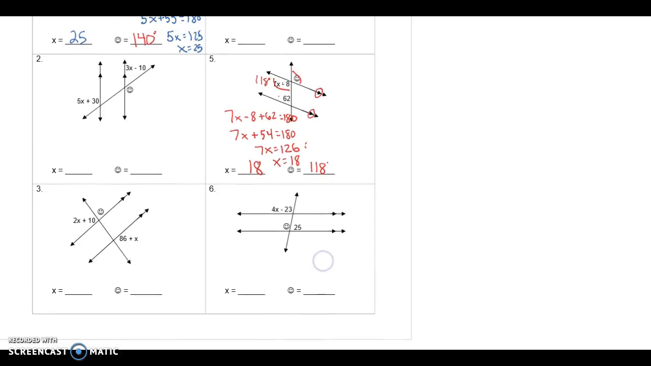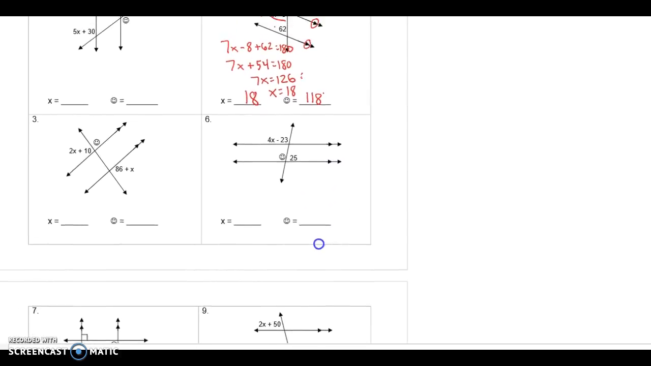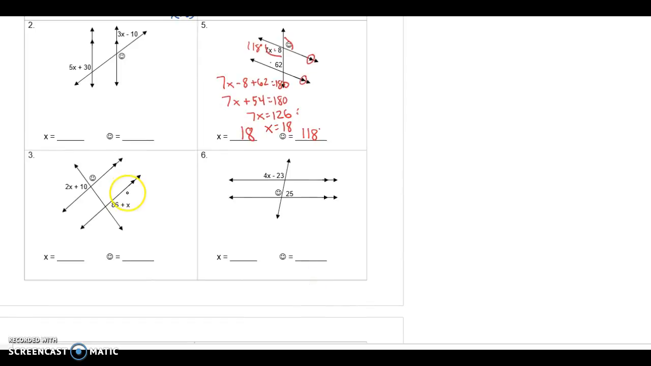And then number 3, it looks like we have what are called alternate exterior angles. So we know that these angles right here are going to be congruent. So once I find out what x is, I can easily find that smiley face angle. It should be fairly easy to find x. 2x plus 10 equals 86 plus x. So x is 76.